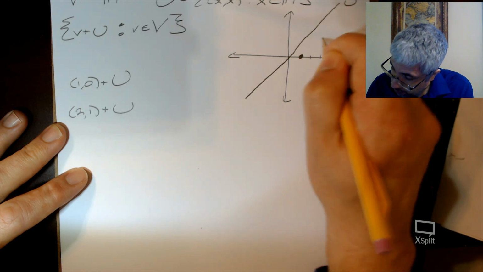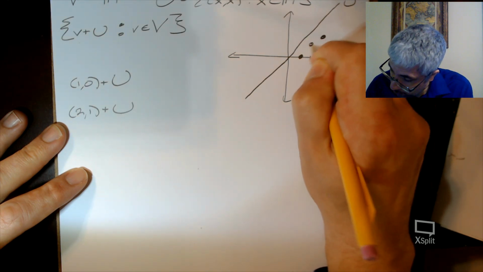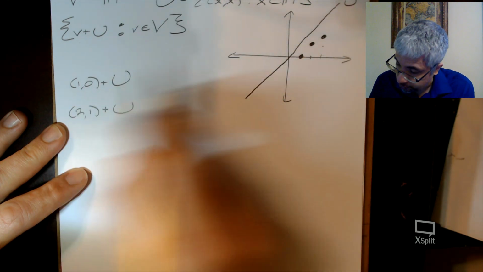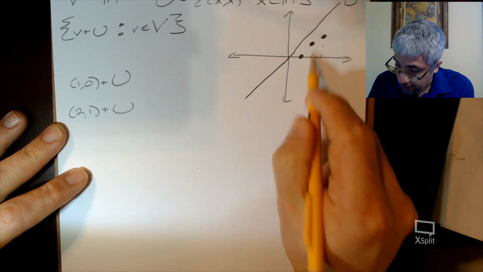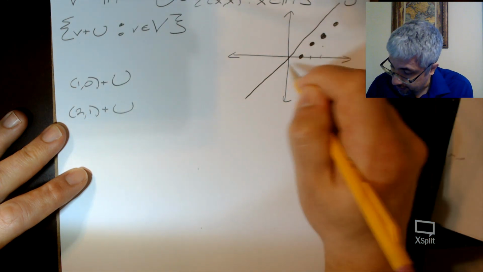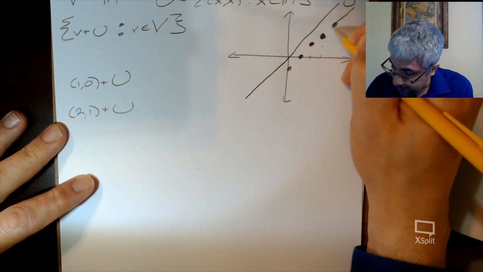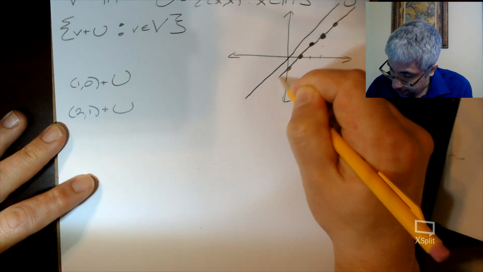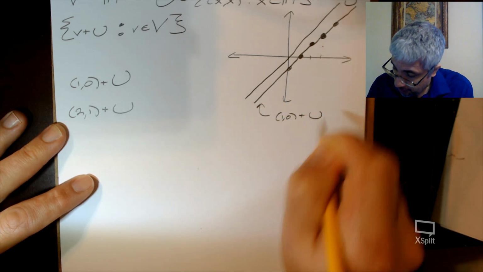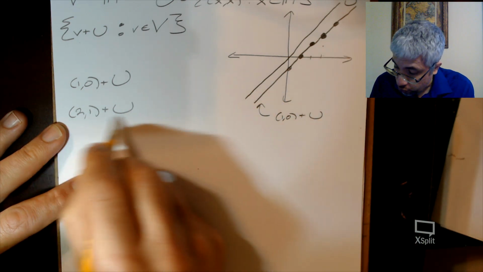Here. Or if the value of x I started off with was (1, 1), when I add (1, 0), I would get (2, 1). And as you see, as I'm plugging in points, I'm going to get a line right here. So this is equal to (1, 0) + U. But it's also going to be equal to (2, 1) + U.